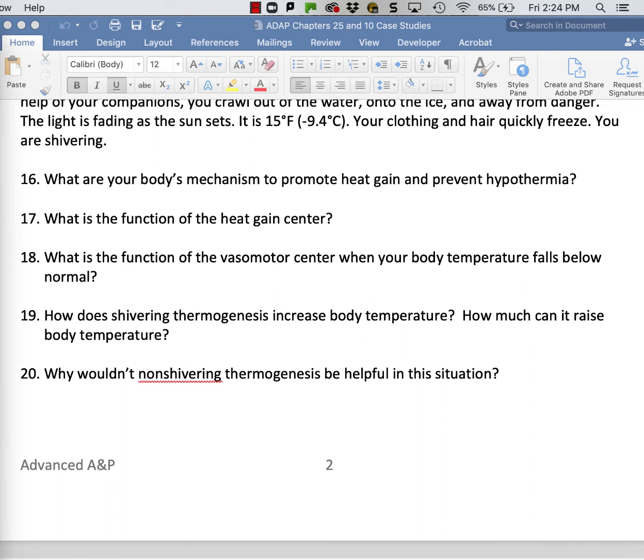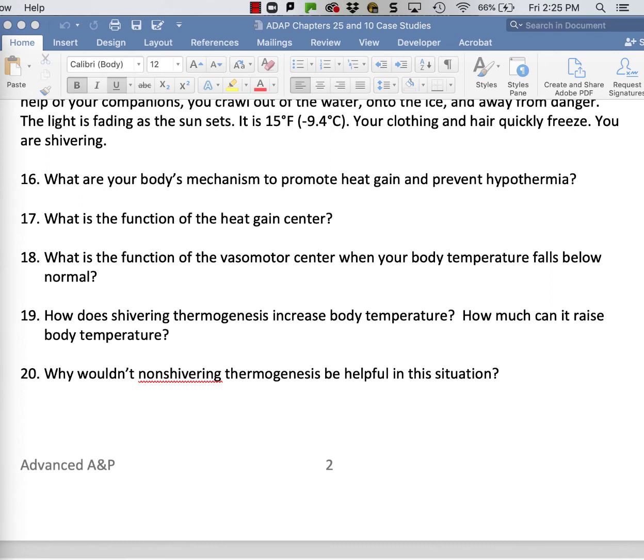How does shivering thermogenesis increase body temperature, and how much can it raise body temperature? Shivering thermogenesis is increasing your body temperature by shivering, because as you're shivering, your muscles are contracting, and in order to contract, they are using oxygen and energy. As more ATP is produced, more heat is produced. Heat warms the deep vessels and can generate heat by more than 400%.